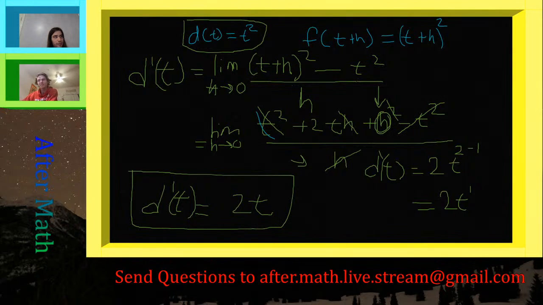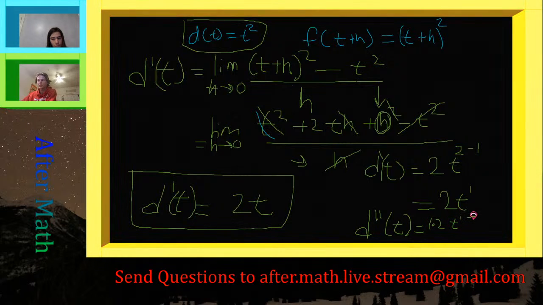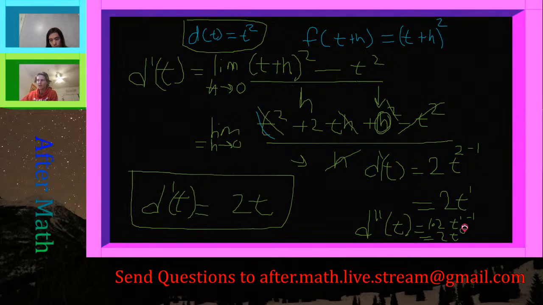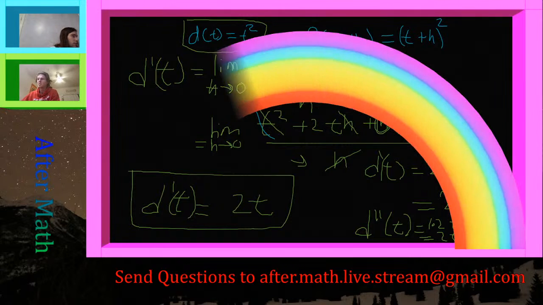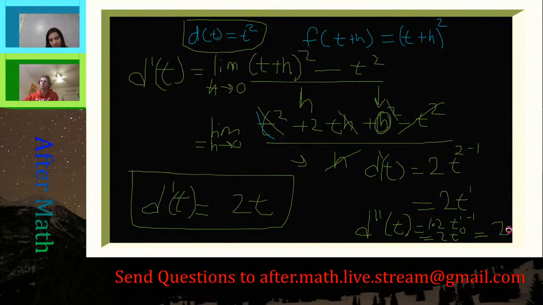Now, if we were to take the second derivative, it would look like d double prime of t. You bring that exponent out front, it becomes multiplication, 1 times 2t to the 1 minus 1. And that becomes 2t to the 0, and something to the 0 power equals 1. So we just get 2 times 1, which is equal to 2.